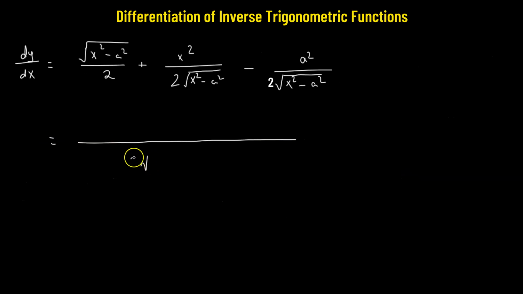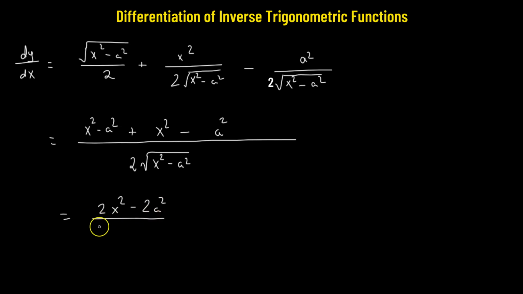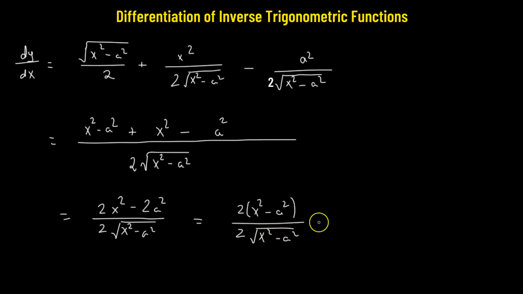In the denominator we have 2 times square root of x squared minus a squared. Now in the numerator we will have x squared minus a squared plus x squared minus a squared. So let's combine them. So we have 2x squared minus 2a squared divided by 2 times square root of x squared minus a squared. And this can also be written as 2 times x squared minus a squared whole thing divided by 2 times square root of x squared minus a squared. Or simply the 2 and 2 go away and we have square root of x squared minus a squared.